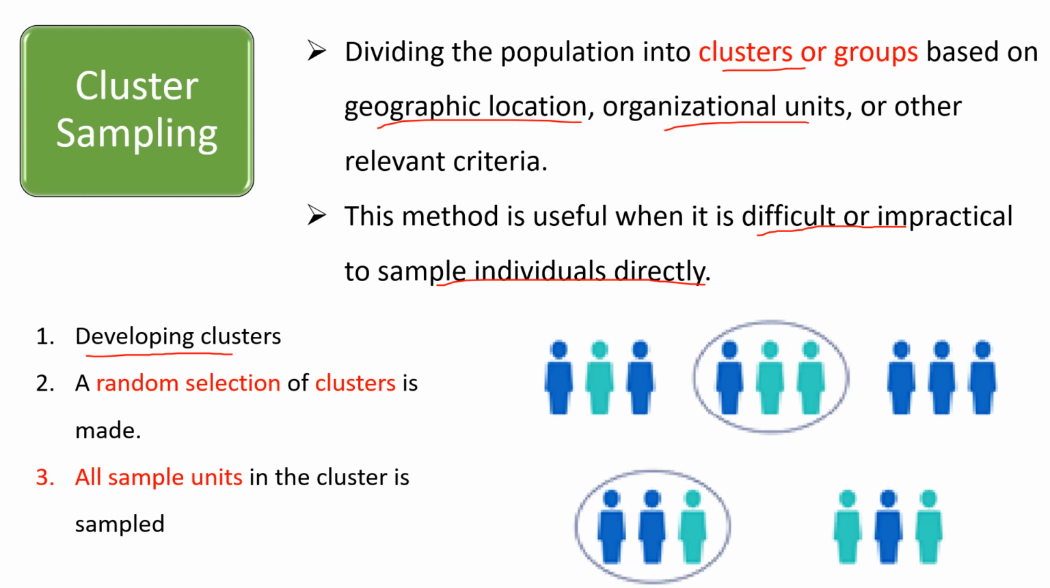Let's assume that these are the populations. First of all, let's develop clusters. Let's form 5 clusters: the first, the second, the third, the fourth, and the fifth. Now let's randomly select 2 clusters, this one and this one. All the sampling units included in these 2 clusters are included in our sample. So our sample will be 1, 2, 3, 4, 5, 6, all the sampling units found in the selected clusters.